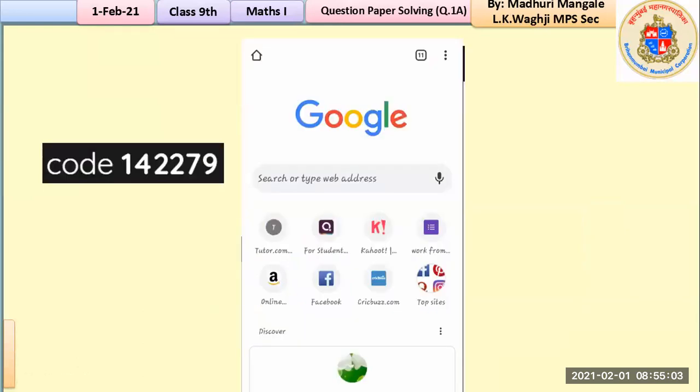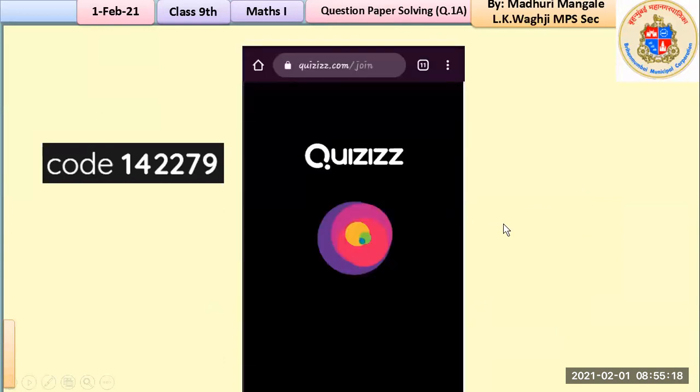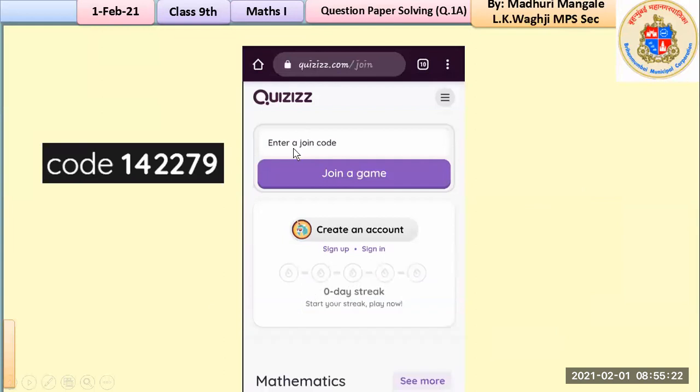You need to go to Google. You have to type in joinmyquiz.com, and once you type it in, it will ask you for a code. You can see a link like this, which is for students. You have to click on that link, and then you will be directed to a page like this, quizzes. Here you have to enter the code. The code is over here, 142279. You have to type in this code, 142279.